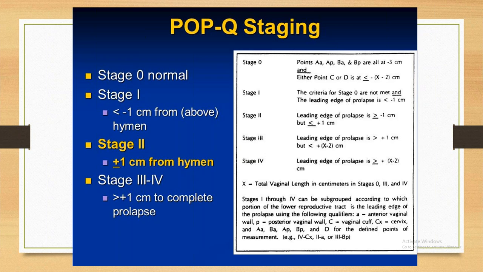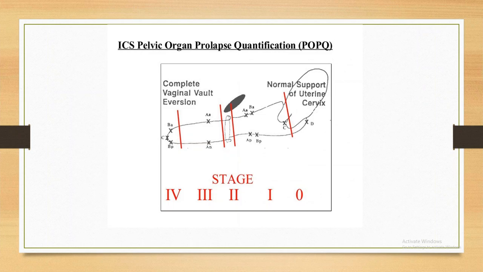So that 2 centimeters they have taken for the posterior fornix length, that is from the end of the cervix to the posterior fornix. So that's why they are telling this 2 centimeters is normal. Okay, TVL minus 2 centimeters can be normal. Thank you so much.